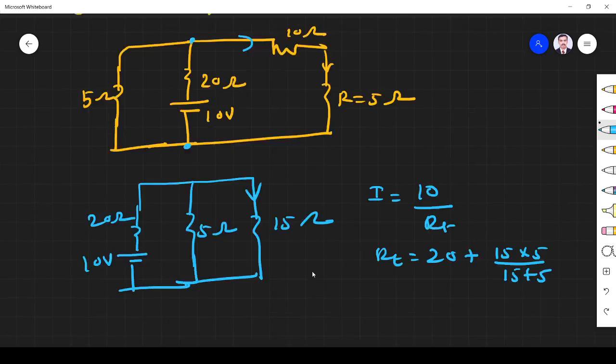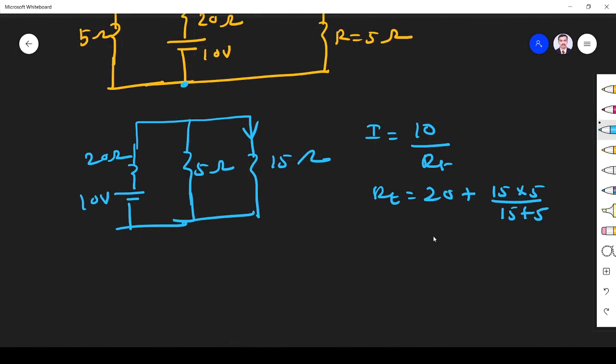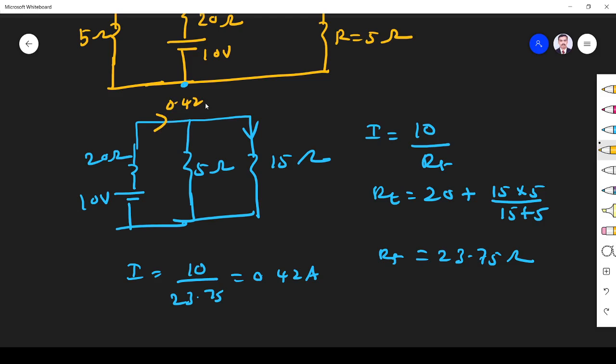So that will give 23.75. So 23.75 is R total. So the current supplied by 10 volt is V by 23.75, that is equal to 0.42 ampere. This 0.42 comes here and is divided between these two. So I want the current through 15 or 5 ohm. So I5 is equal to total current 0.42 into opposite resistance divided by total resistance, 5 plus 15, 20. That is equal to 0.105 amp.